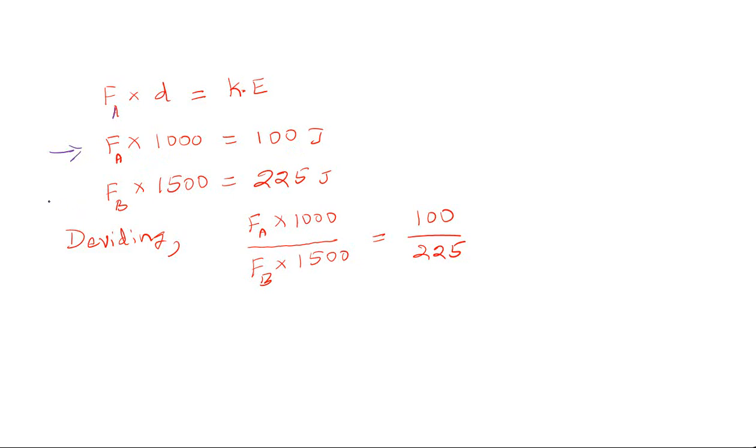What is the equation for the second car? Fb into 1500, distance moved is 1500, equals 225 joules. Now how do you find the ratio? Very simple. You have to divide one of these two equations. If you divide, what do you get? Fa into 1000 divided by Fb into 1500 equals 100 joule divided by 225 joules. How do you simplify?